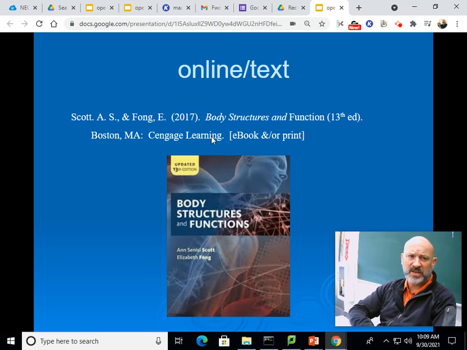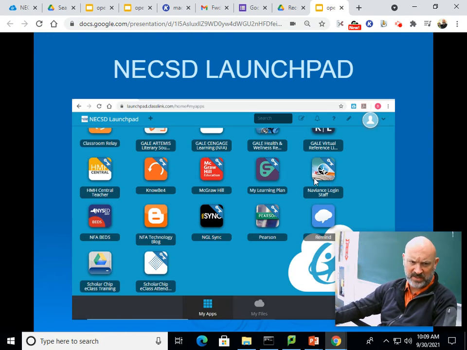This is our online textbook. They do not get a hard copy of the textbook. All the textbooks are online. They do have their own personal login and password that they're going to be using to access this. They can gain access to the textbook by using this link, which is on Launchpad, NGL Sync it's called. That brings them right to the textbook.